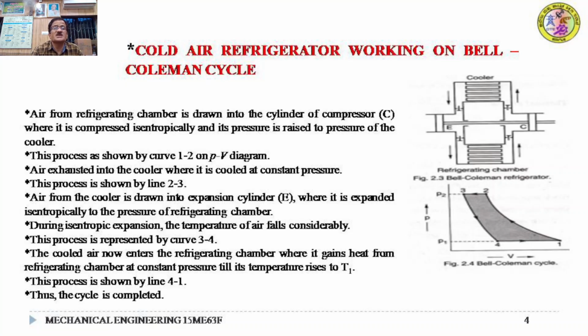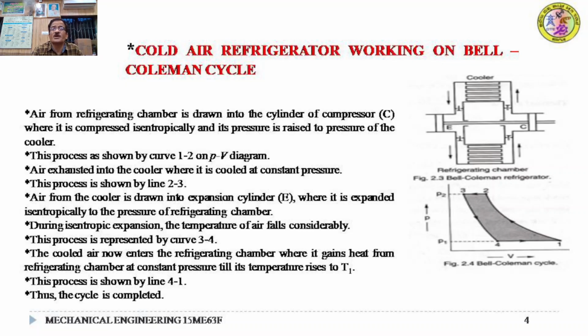Air from the refrigerating chamber is drawn into the cylinder of the compressor, where it is compressed isentropically and its pressure is raised to the pressure of the cooler. So here we shall start from the compressor. Air is drawn from the space, or in the closed cycle from the evaporator, and it is compressed and its temperature and pressure increase. It goes to the cooler, where it is cooled. That process is shown on the PV diagram as 1 to 2.